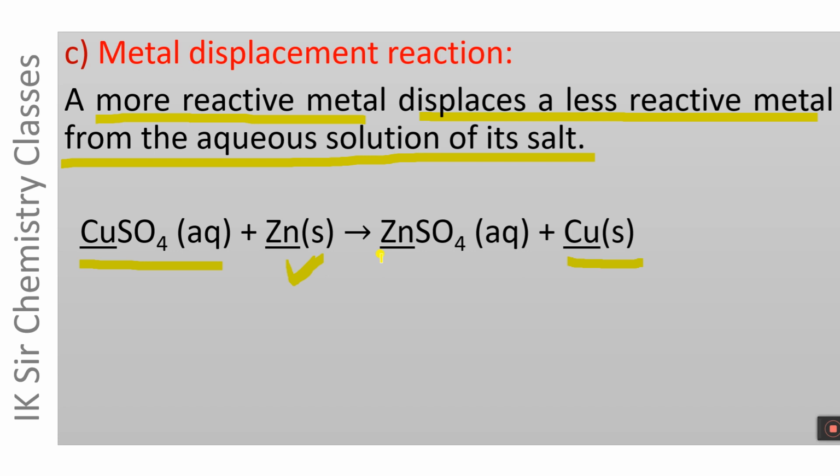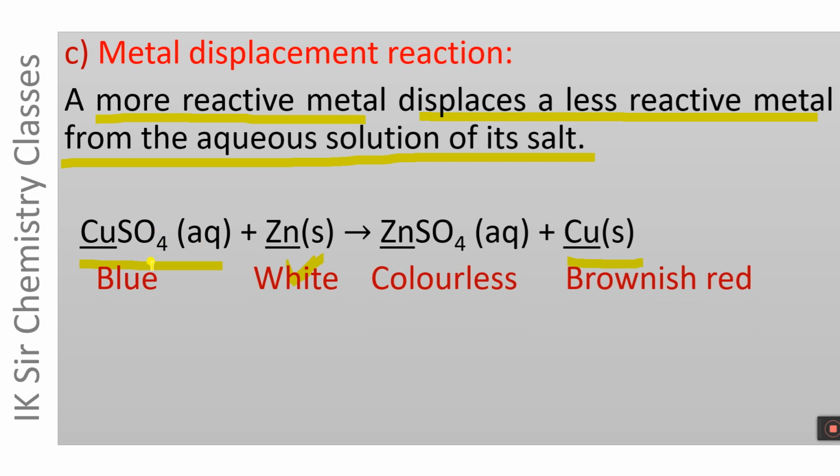Let us see the colors of various species involved in this reaction. Copper sulfate is blue colored in aqueous solution, while zinc is white colored. ZnSO4 in aqueous form is colorless, while copper is brownish red or reddish brown. As a result of this reaction, the blue color of the solution is discharged and a brownish red precipitate, or a brownish red layer of copper, is formed on the white zinc strip.